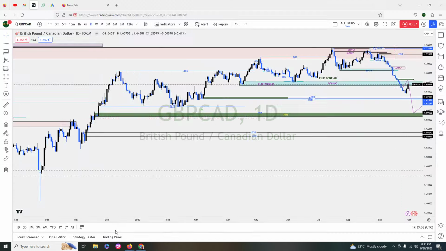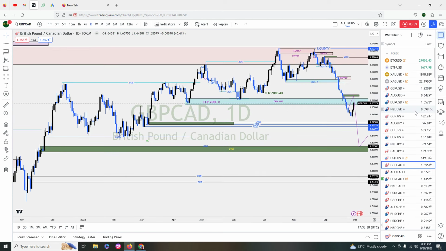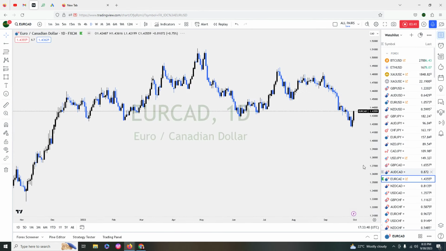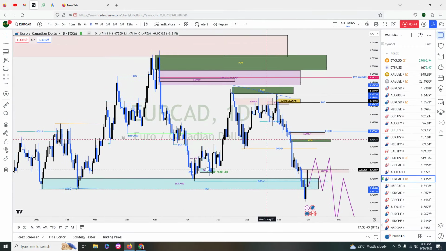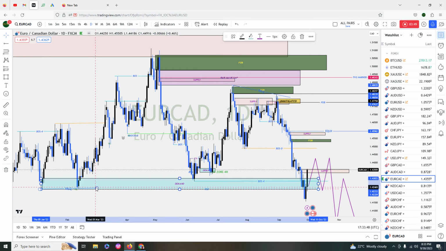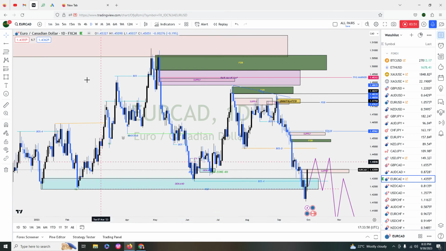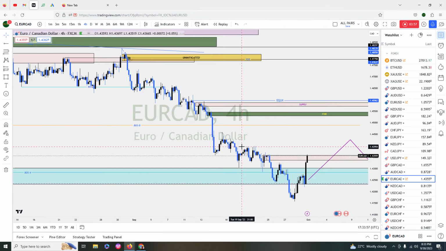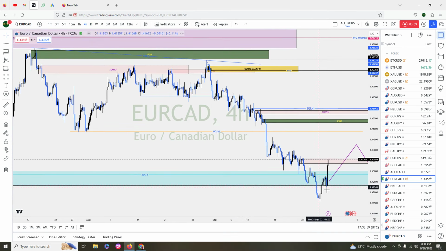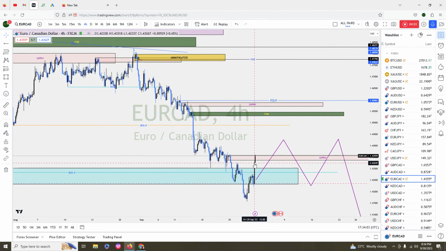So if I go back to the markets, Euro Canadian, on the daily we seem to have broken through this structure. Allow me to just delete this liquidity, trendline liquidity. We have just broken through, so we are doing a retracement. If I go to the 4 hour, that's when you'll see the proper break. This was the proper break, and we are doing a retracement. Could push higher or could retain this level.